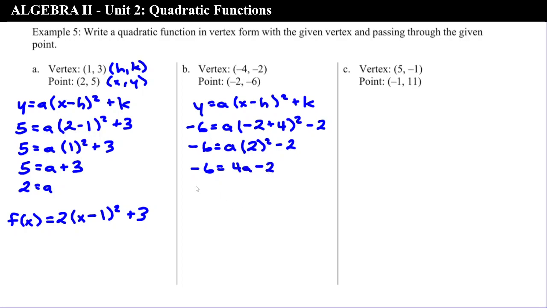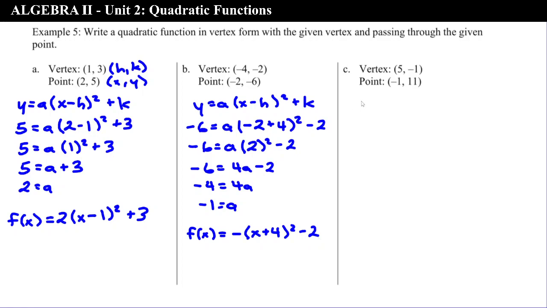We add 2 to each side, and we get negative 4 equals 4a. Divide by 4, and you get negative 1 equals a. Since a is negative 1, we don't necessarily have to write the 1 part, right? The 1 is understood if we just put the negative in front of our x stuff. And so you're going to have negative (x plus 4) squared minus 2.